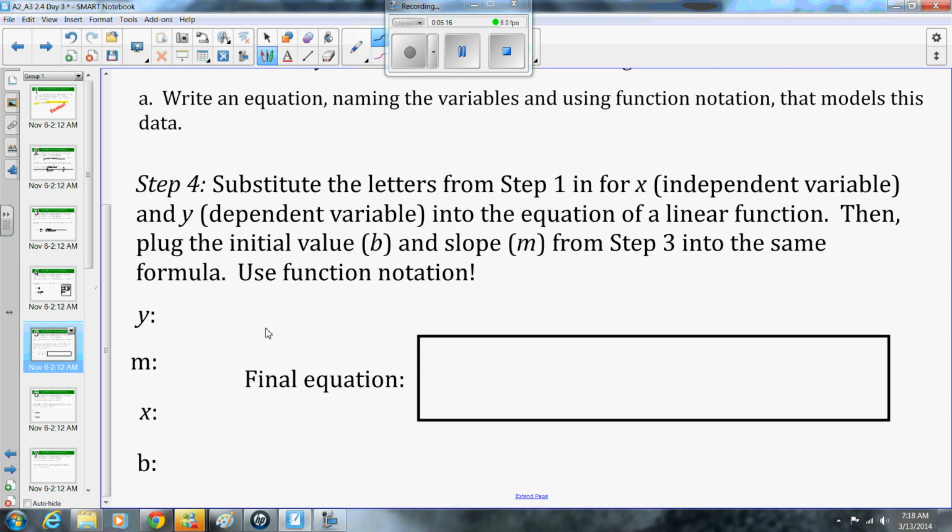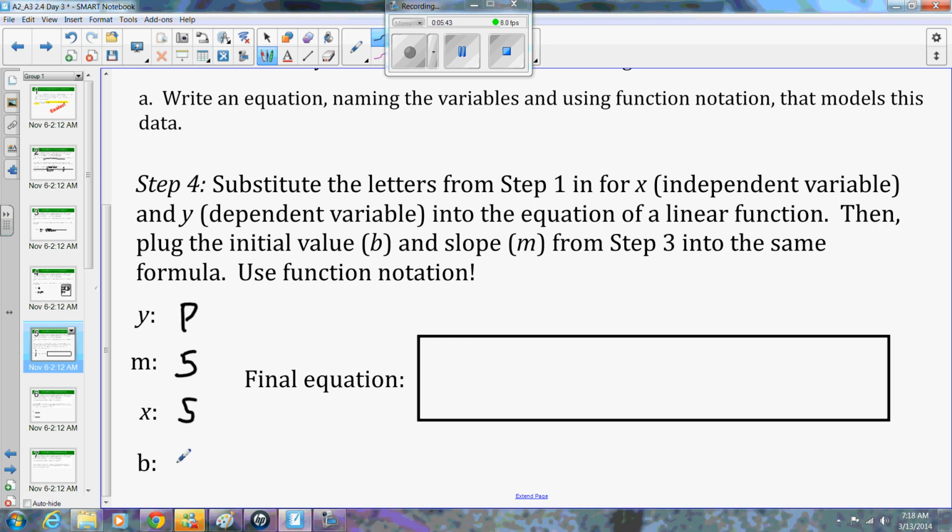Substituting these letters in for step one into the equation of a linear function. So we identified that y was capital P. We identified that m was going to be 5. We identified that x, the letter that we called x when sandwiches, was s. Note the difference between that 5 and s, although you can't see it all that well. But this is an s and that is a 5. And then b, $1,200, right?